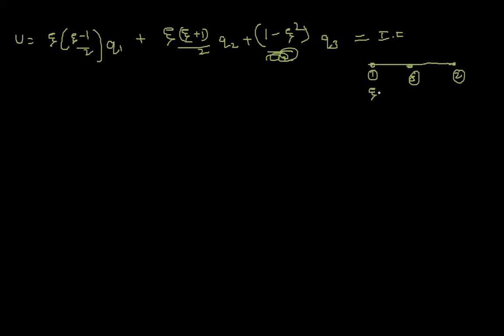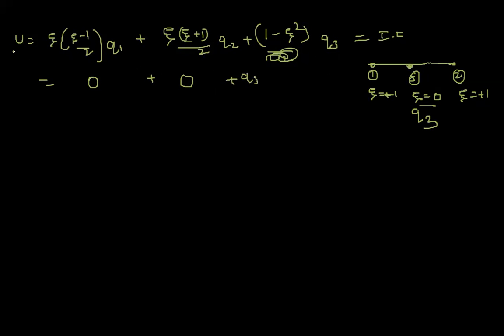If you put zeta equal to minus 1, it would be satisfied. At zeta equal to plus 1, at node point 2, it is satisfied. At zeta equal to 0, it is going to be satisfied. Let us check that. At zeta equal to 0, you must get u becomes q3. Zeta is 0 in the above equation, so 0 into something is 0, and this term becomes 0. The next term is again 0 into something, so again 0. And here 1 minus 0 square is 1 into q3, so therefore q3.